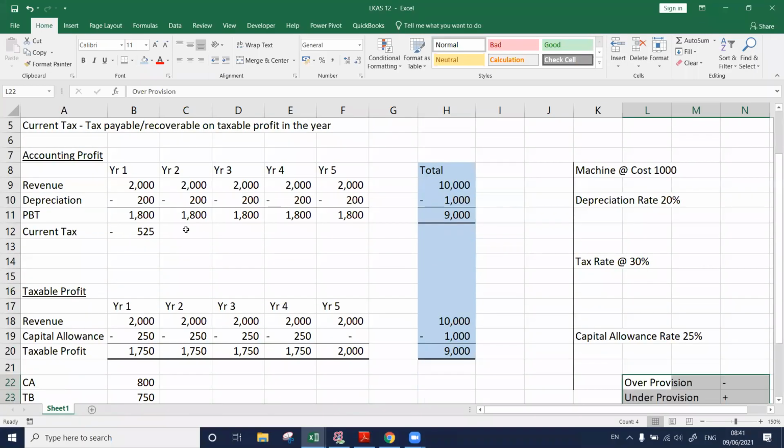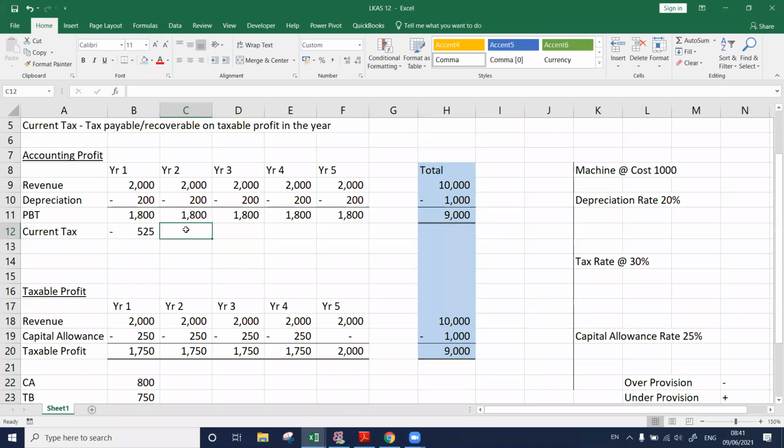Now, in year 2, what should be the current tax expense? Year 2 වල current tax එක කීයද? Again what? This is the taxable profit of year 2 into tax rate 30%. Tax payable on the taxable profits in the year. Then in year 3, taxable profit is this much into tax rate 30%. In year 4, same. 1750 is the taxable profit amount. The tax rate is 30%. So this is the current tax expense.